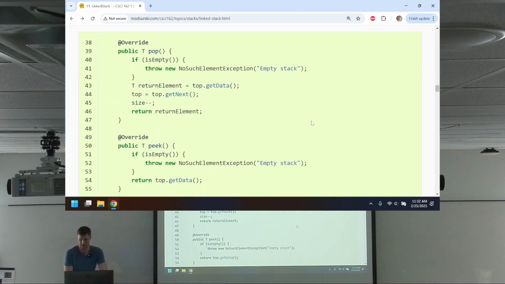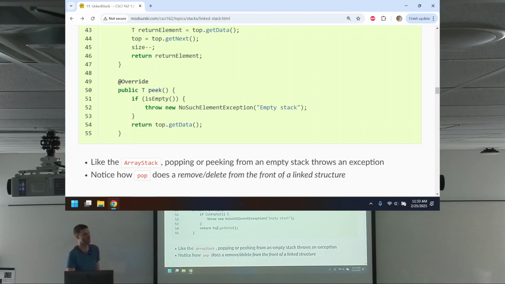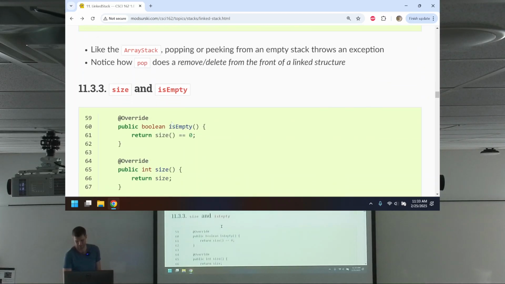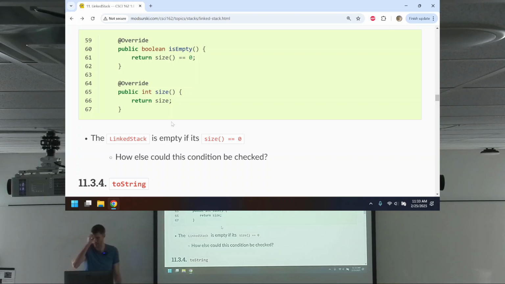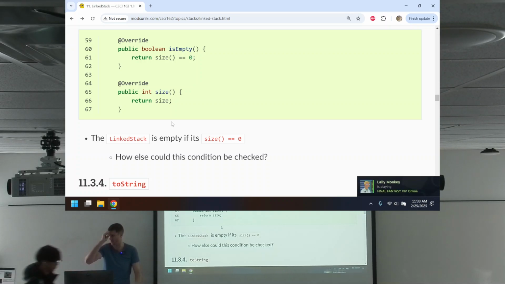Pop, if it's empty, throw an exception. Otherwise, get the data, move the top to the next, which is just removing from the front of a link structure, return the data, decrease size. Peek is simpler because we don't actually have to remove anything. Is empty is size is 0, and size is just return size.